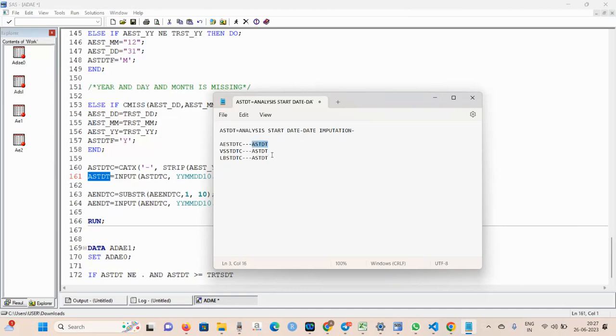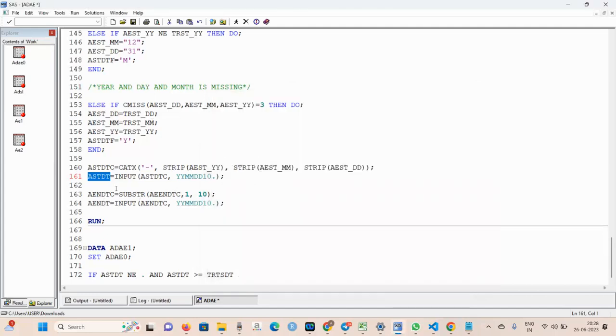Because our ADaM dataset, the name itself, we call analysis dataset, right? We do some analysis. So if you do any kind of imputation for the partial date, we are not talking about time here, it's only for the date. If you do any kind of date imputation, that time an analysis start date will be populated, and the same goes for the end date, the analysis end date. But in our clinical project, we don't have any partial dates. That's why I just directly map it with AEENDTC. It's going to be the same date, but in numeric.